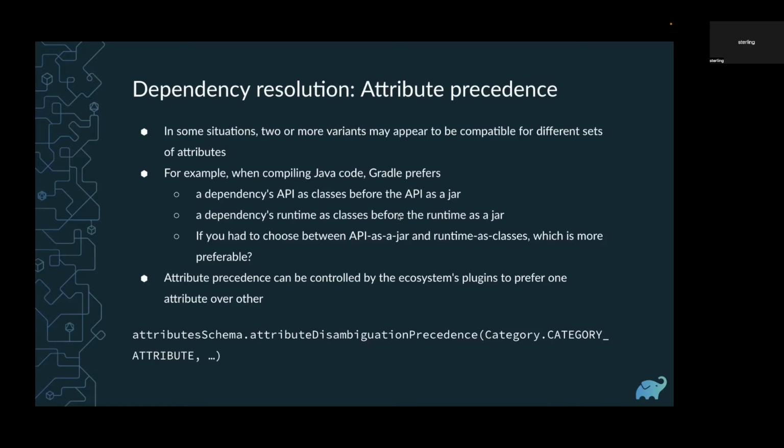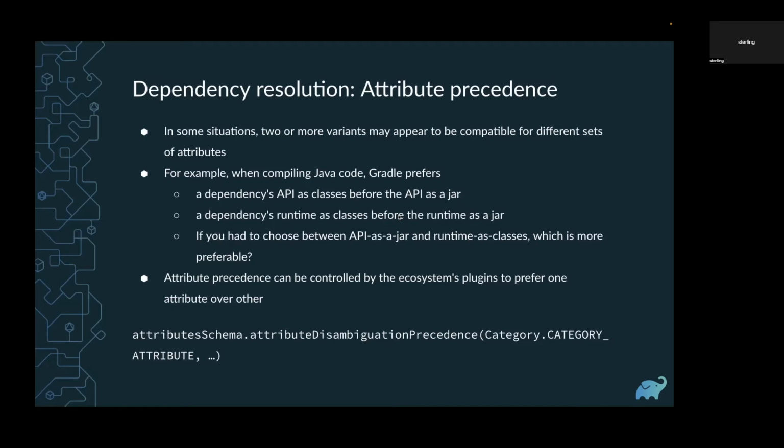And so here's an example of a dependency with API as classes and API as a jar, runtime as classes, runtime as a jar. If you had to choose between API as a jar and runtime as classes, which is more preferable? Like if both of those are compatible. With the way it worked before, there was no way of Gradle choosing, and so Gradle would just blow up saying, I don't know, pick one for me.